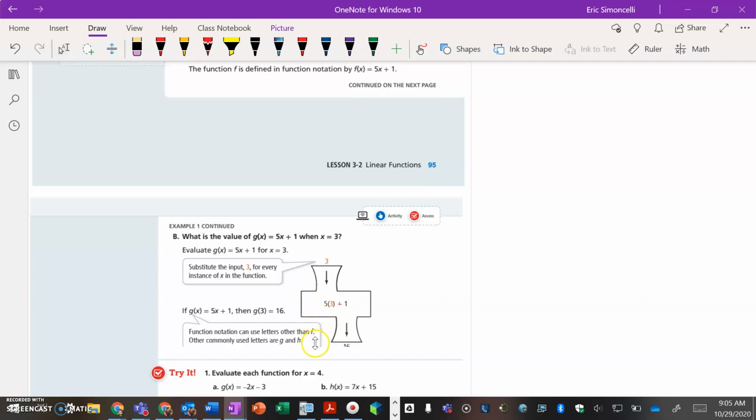Function notation can use letters other than f. Other commonly used letters are g and h. So g of x equals 5x plus 1. When you evaluate it for 3, same thing, g of 3, 5 times 3 plus 1, you get an output, or range value, of 16. Let's move on.